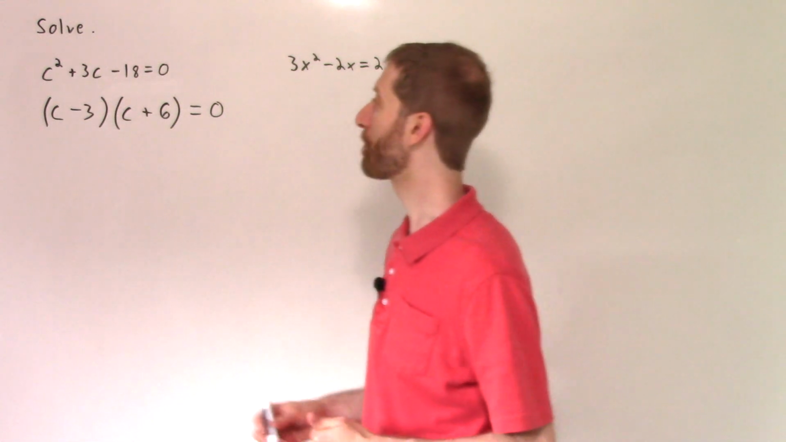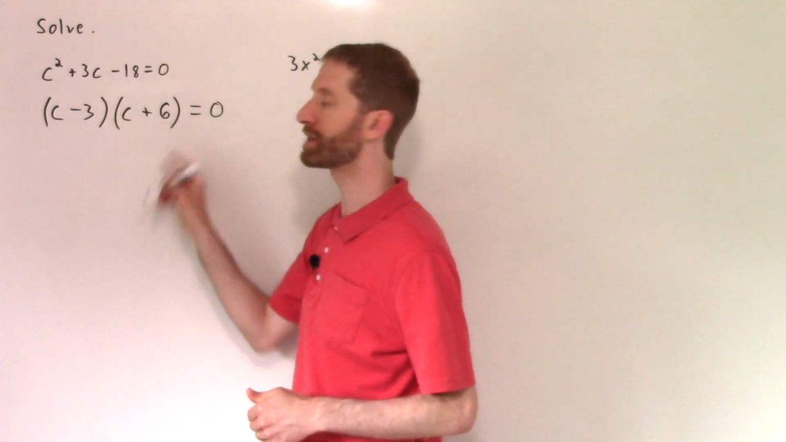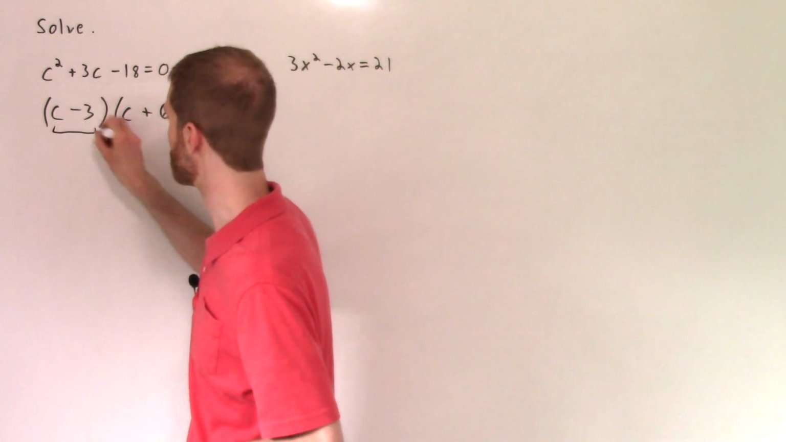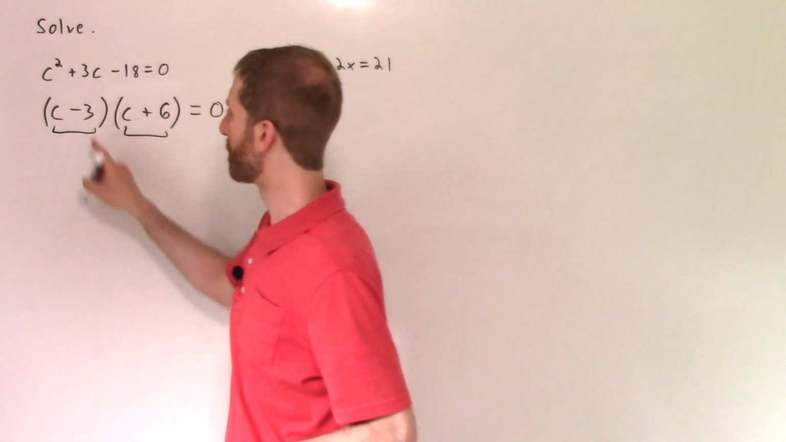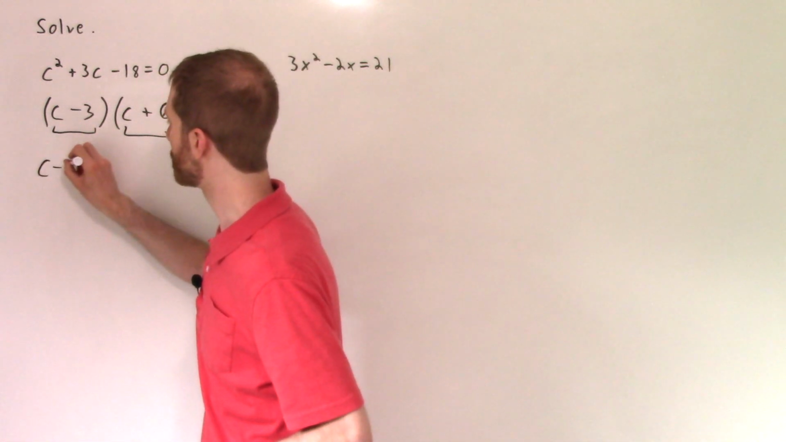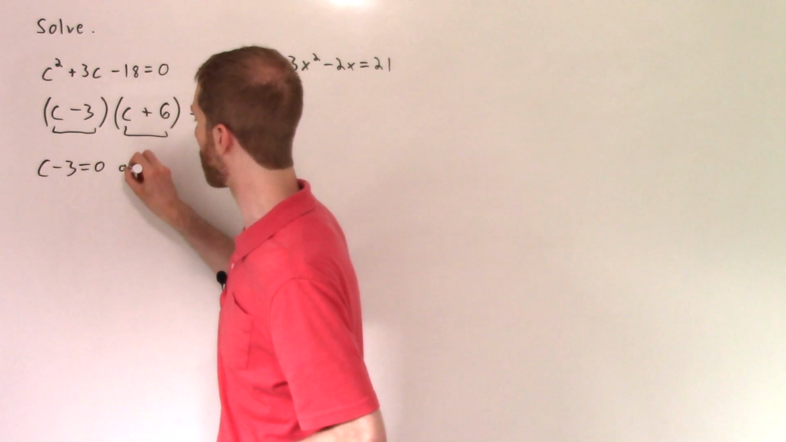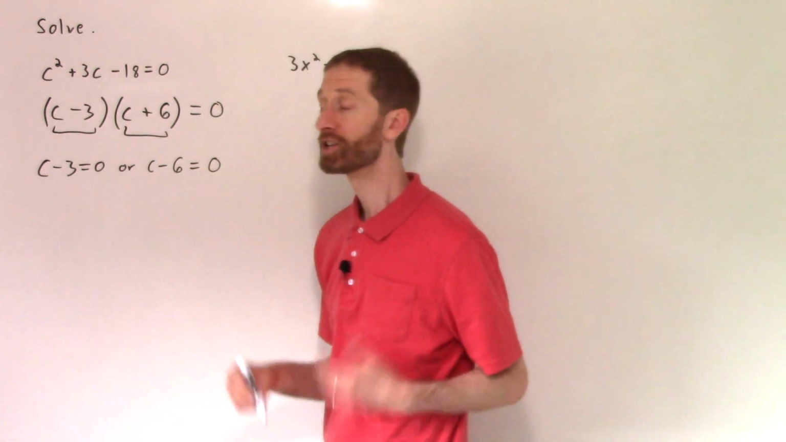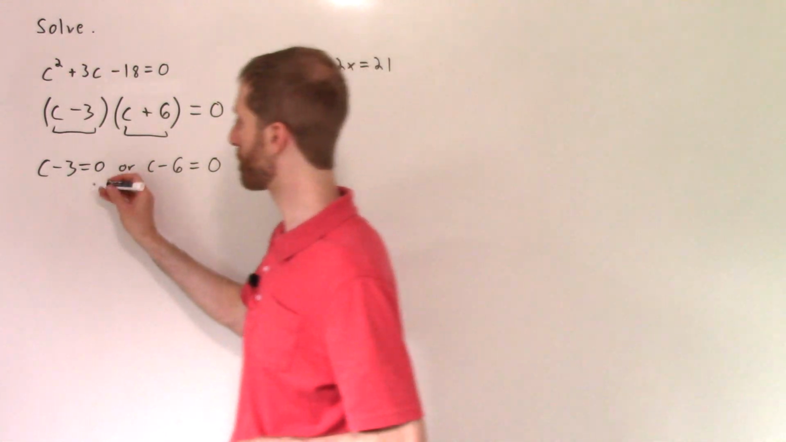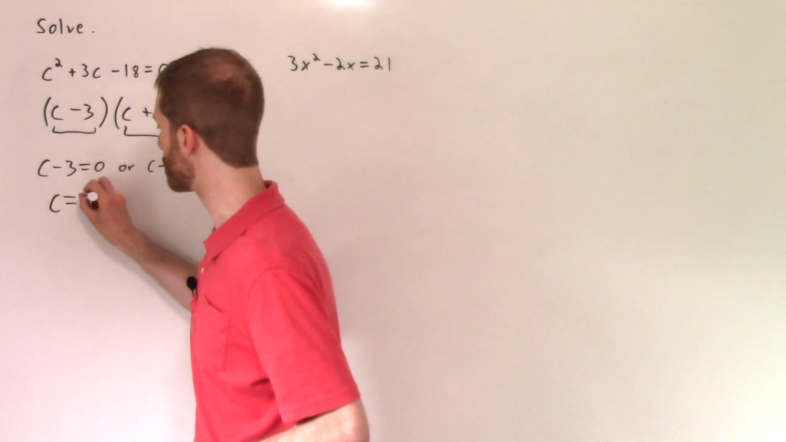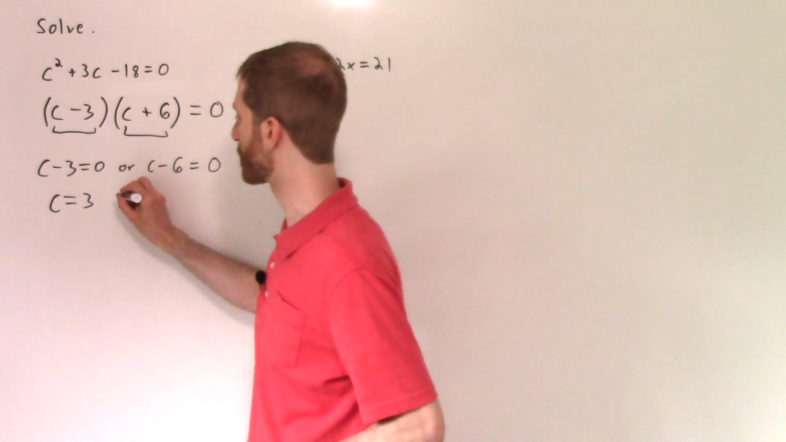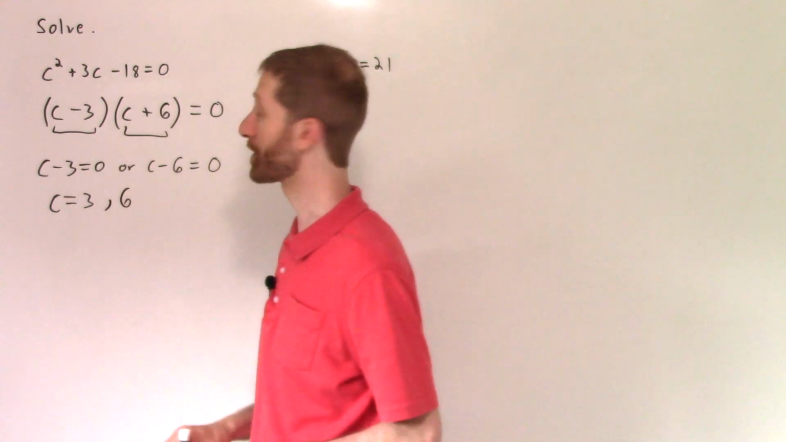Look what we have. We have a setup where now I can set each piece equal to 0 as I showed you in a previous video. And if you haven't watched that video, watch it. So either c minus 3 is 0, or c minus 6 is 0. So all we do is solve these. I add 3 to both sides. That would be c equals 3. If I add 6 to both sides, I'd get c equals 6. And those are my two solutions.